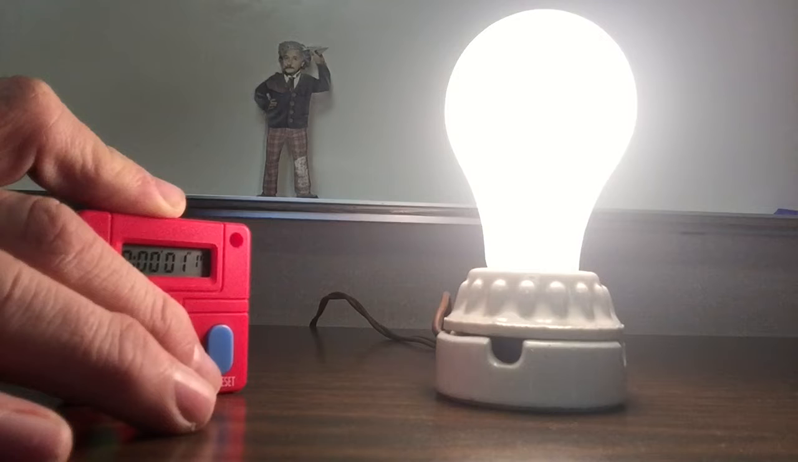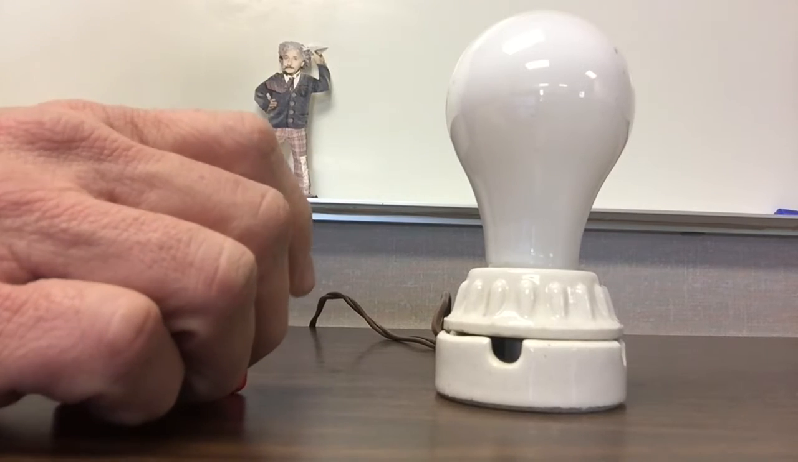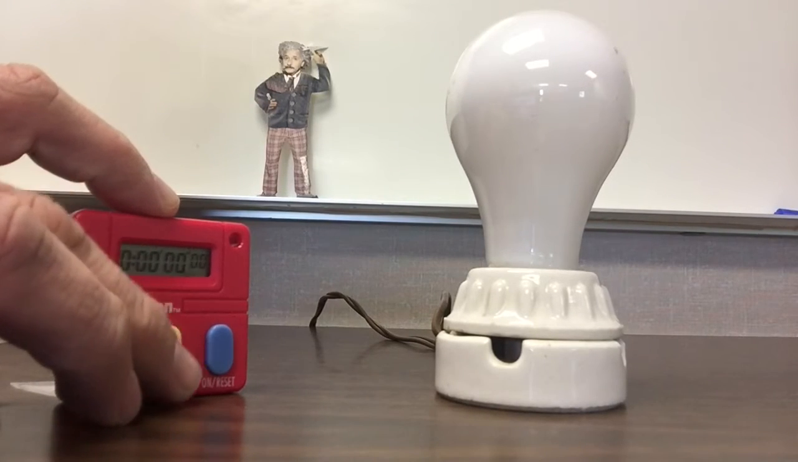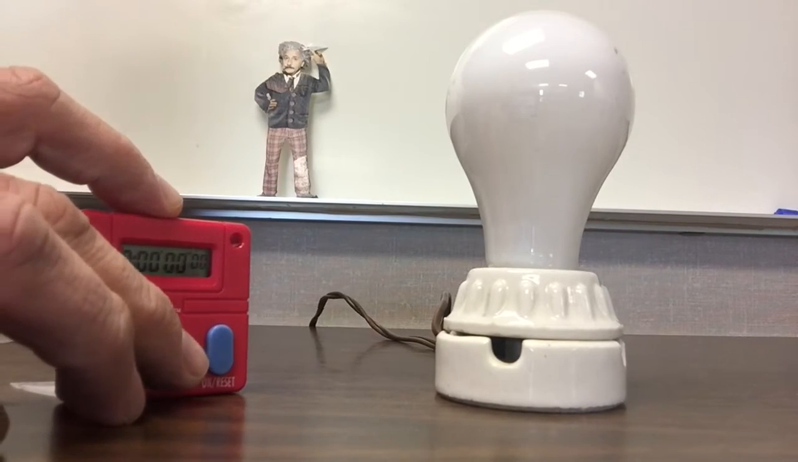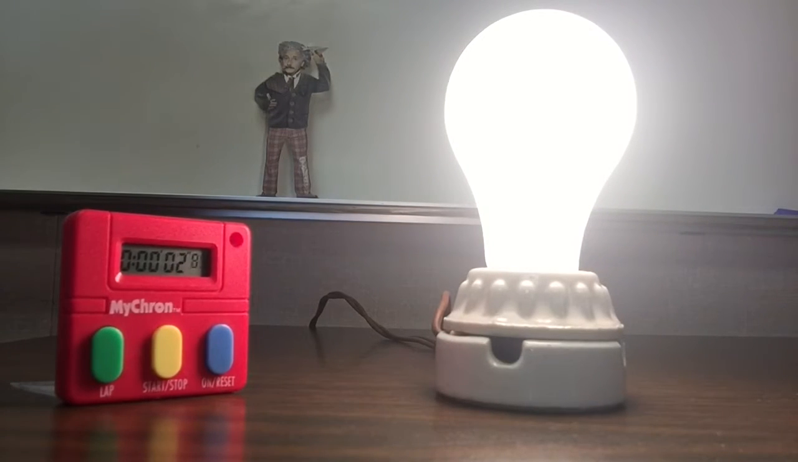I'm assuming you told me to stop. So I stopped at a time of a little over 1 second. I'm going to clear that and start again. Now I haven't stopped the stopwatch because none of the electrons from the outlet have reached the light bulb yet.